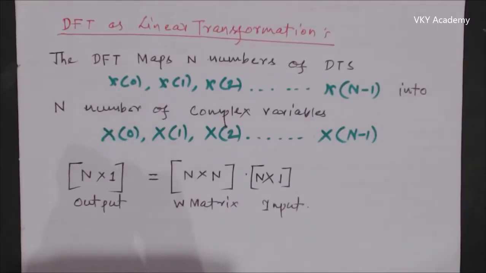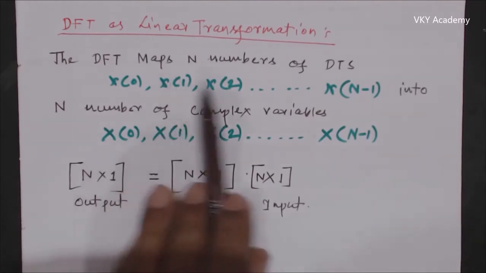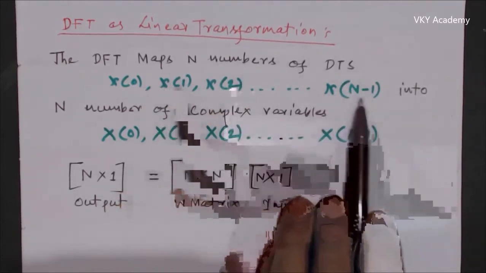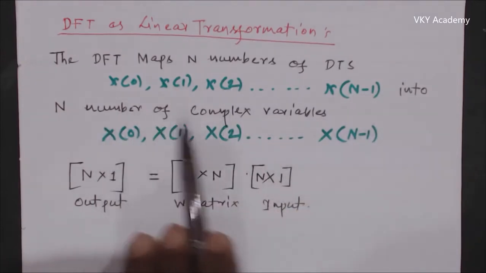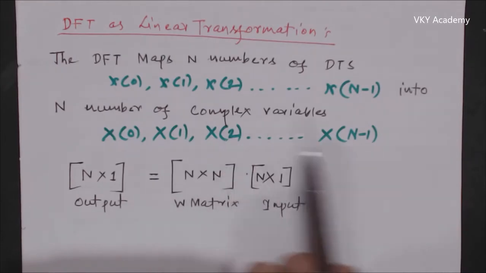In this lecture, we will discuss the DFT as a linear transformation. In the previous two classes, we have discussed how to determine the DFT and the IDFT. The DFT maps n discrete time signal samples x of 0, x of 1, x of 2 up to x of n minus 1 into n complex variables, capital X of 0, capital X of 1, capital X of 2, up to capital X of n minus 1.